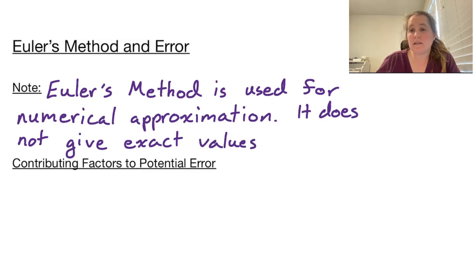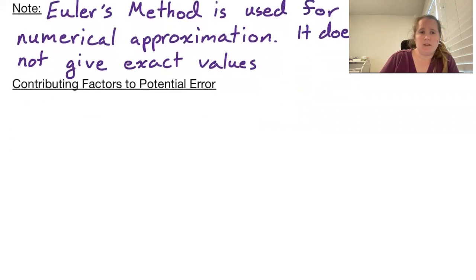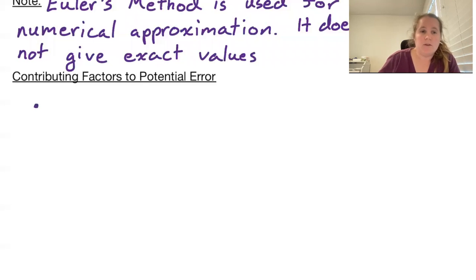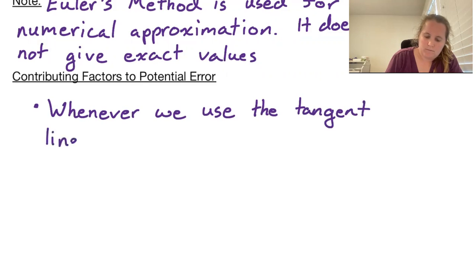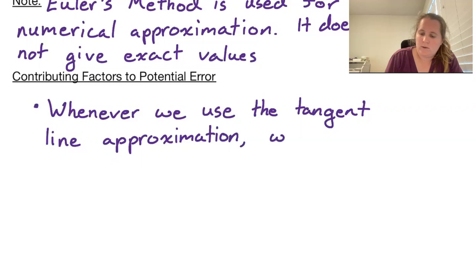So there are a couple pieces that contribute to the error. First up, when we use the tangent line approximation, that itself is an approximation for our solution, right? So whenever we use the tangent line approximation, we are approximating the solution.